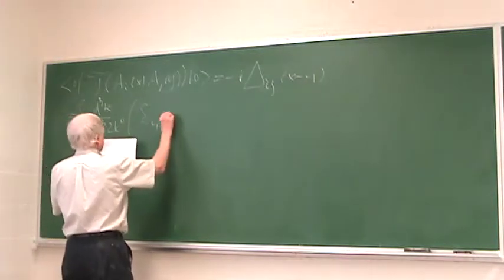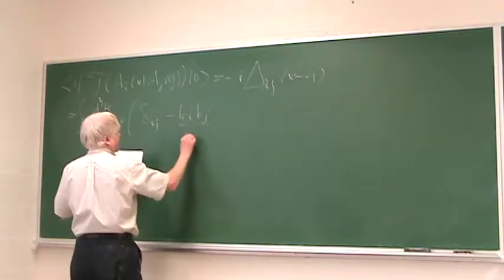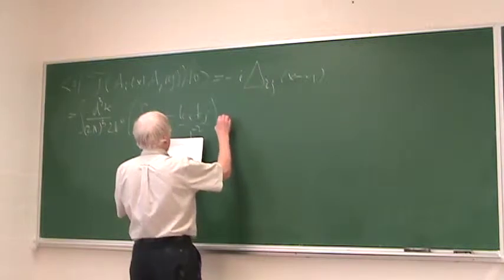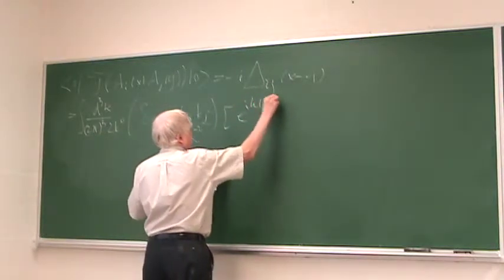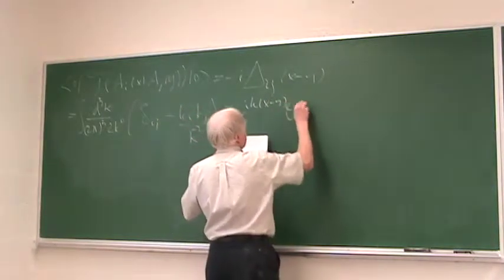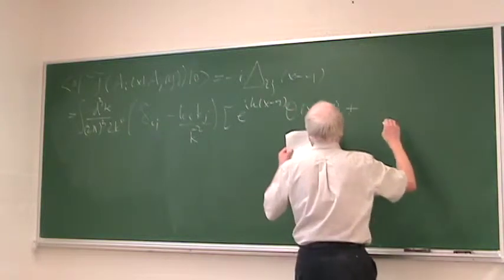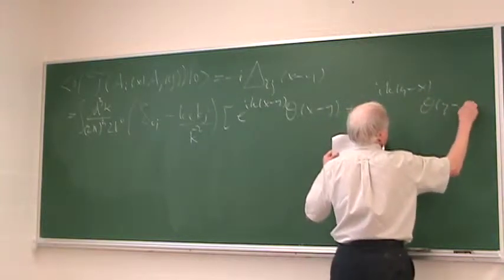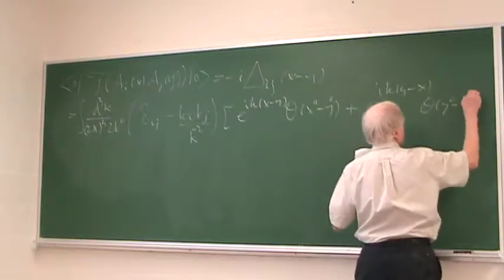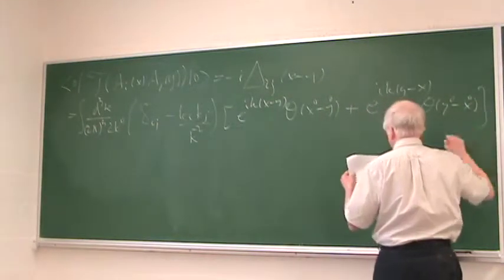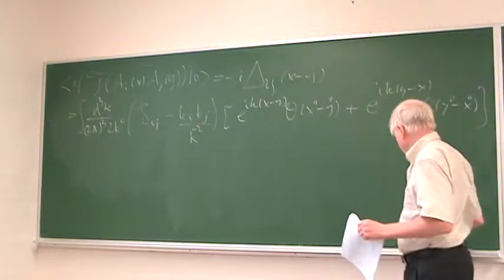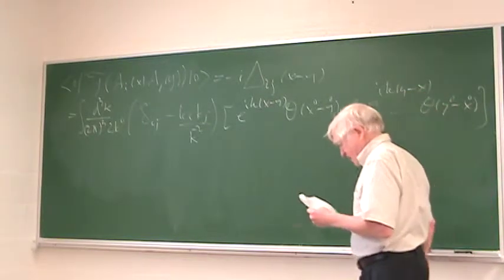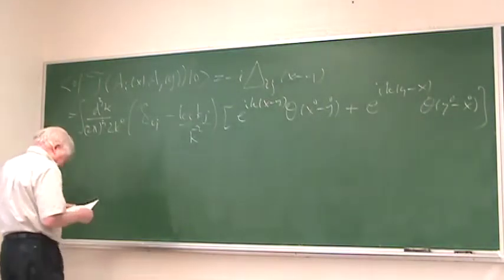I somehow got the indices up on one side of the equation or down on the other, but they're space indices, so it doesn't matter. e to the i k (x minus y) theta(x minus y) plus e to the i k (y minus x) theta(y minus x). And these are zeros. Okay. So we worked that out last time.